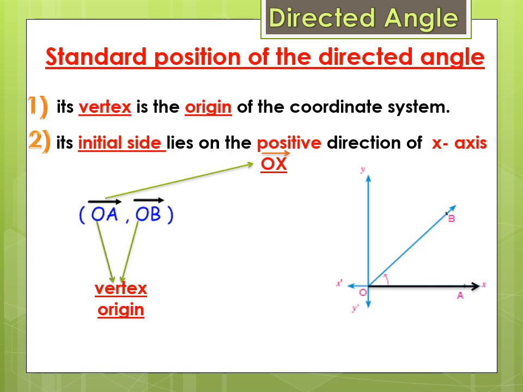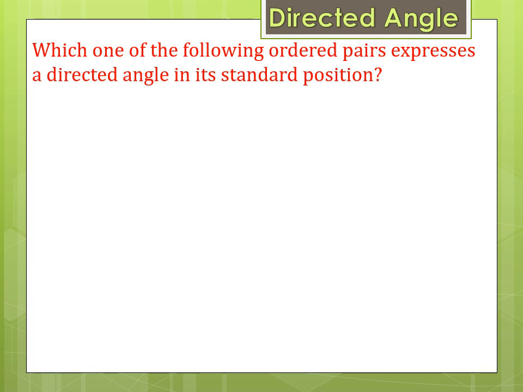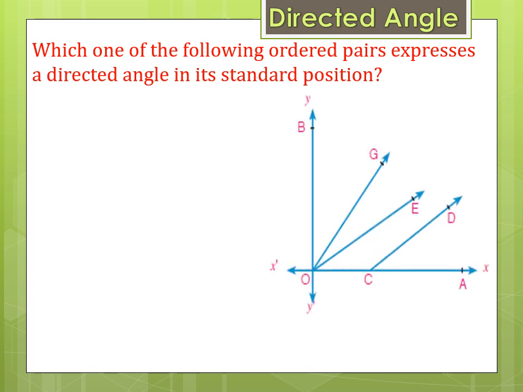Yes, OA is the OX, yes, positive x. Which one of the following ordered pairs expresses the directed angle in its standard position? Here, see angle ACD, no, not in standard position because C is not the origin. The initial is the positive x-axis, but they are not at the origin. Here you have O, CA, CD. It should start from O, OA and OD, but here C, no.